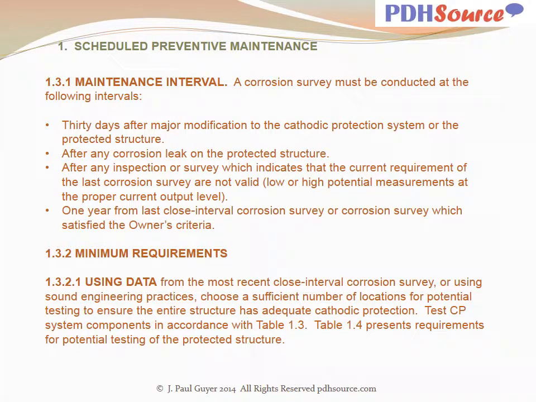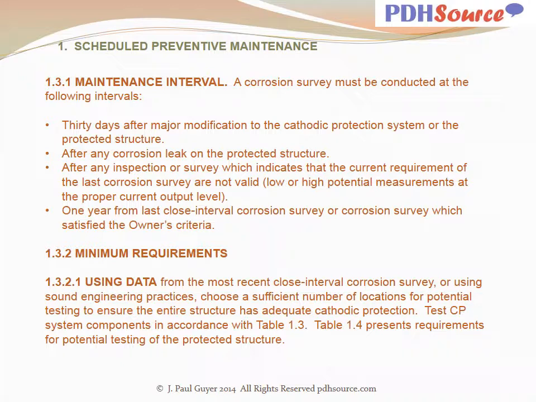A corrosion survey should be conducted at the following intervals: 30 days after major modification to the cathodic protection system or the protected structure, after any corrosion leak on the protected structure, after any inspection or survey which indicates that the current requirement of the last corrosion survey are not valid, low or high potential measurements at the proper current output level, and 1 year from the last close interval corrosion survey or corrosion survey which satisfied the owner's criteria.